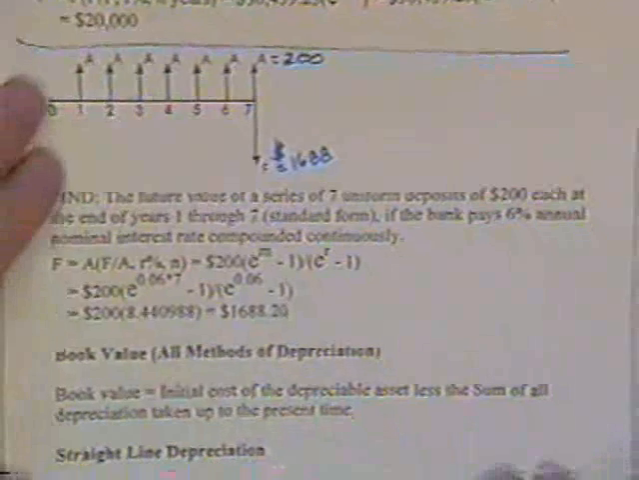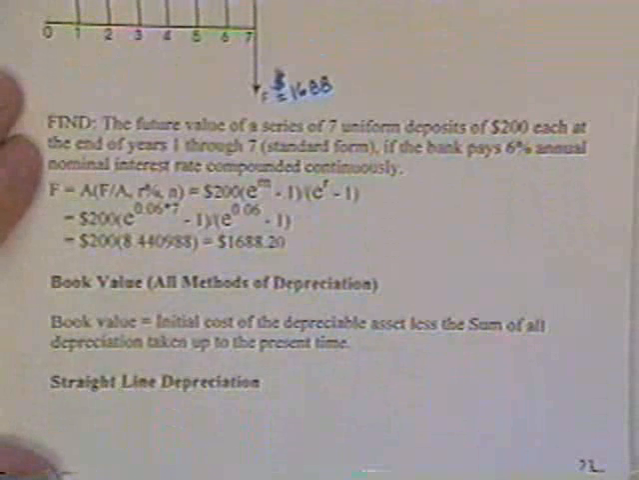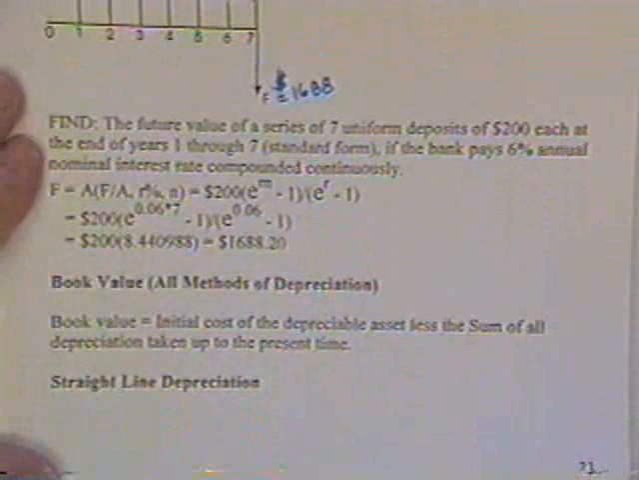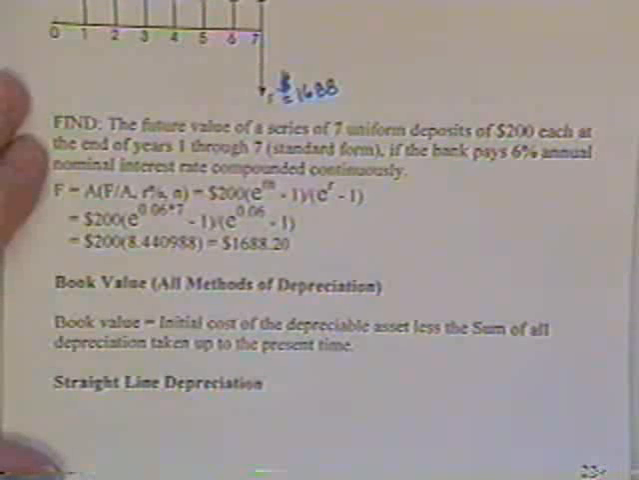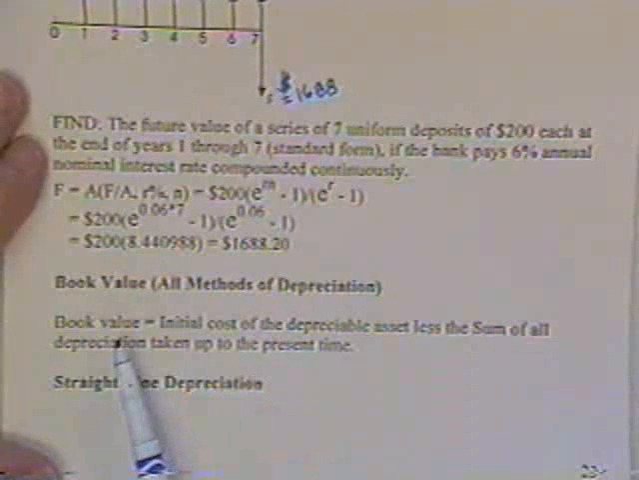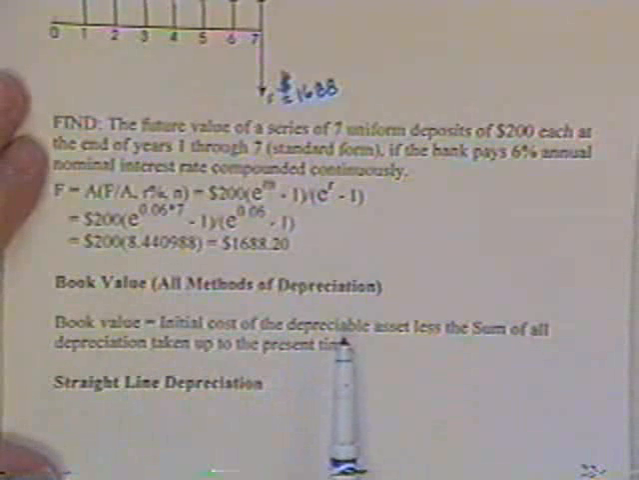Now, the next thing in the reference manual is book value. The book value of something is how much it's worth at the end of a year, at the end of 2 years, at the end of 3 years, at the end of some number of years. And the book value is also equal to what did you pay for it today? Well, that's its book value today.